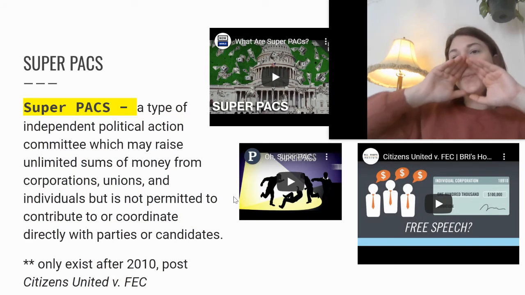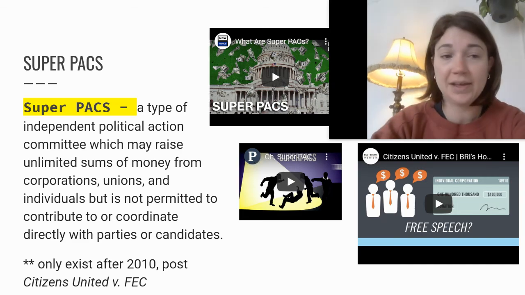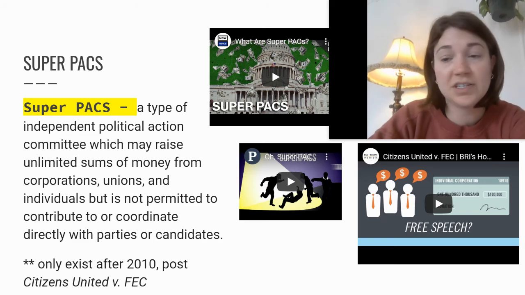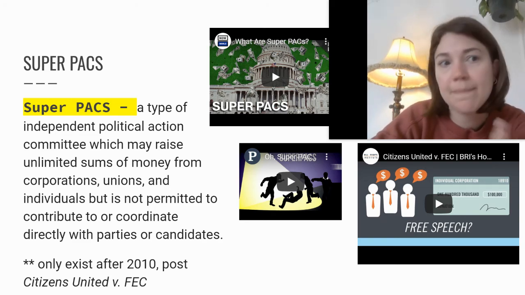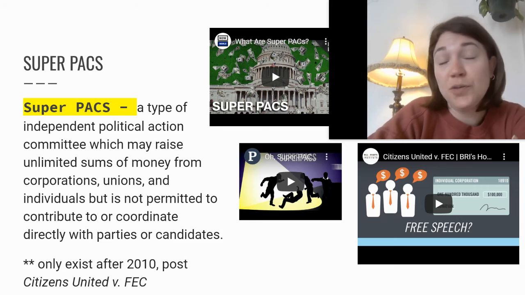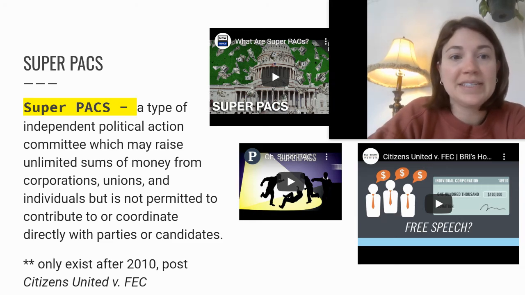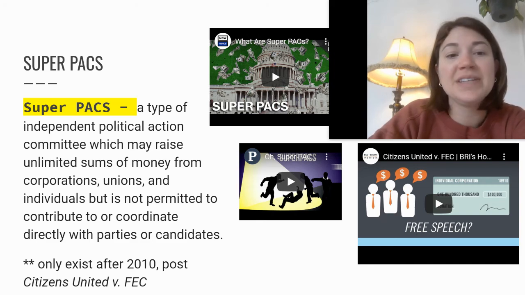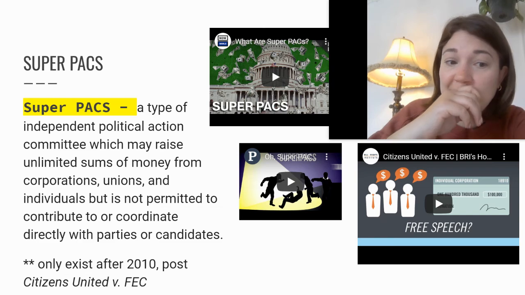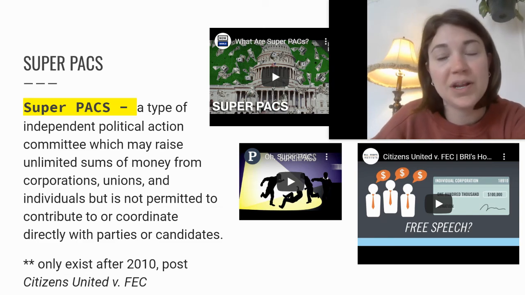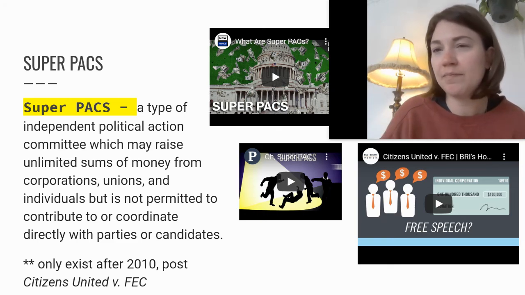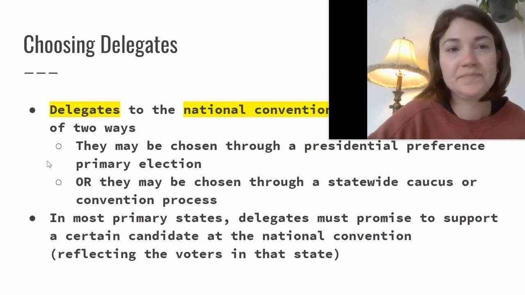Next, though, we have super PACs. Super PACs only existed after 2010, after the Citizens United case, which you guys will be learning about in a minute. Super PACs are like PACs on steroids. It's a type of independent political action committee which may raise unlimited sums of money from corporations, unions, and individuals, but is still not permitted to contribute to or coordinate directly with parties or candidates. In some of the Ed Puzzles you're going to watch, the difference will become clearer.